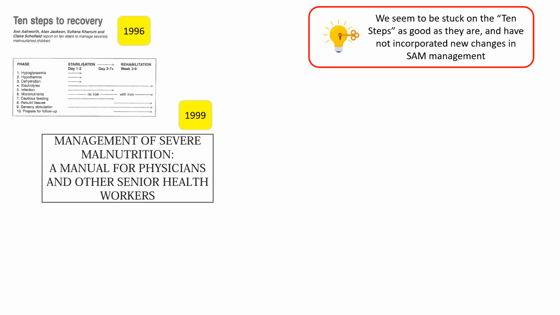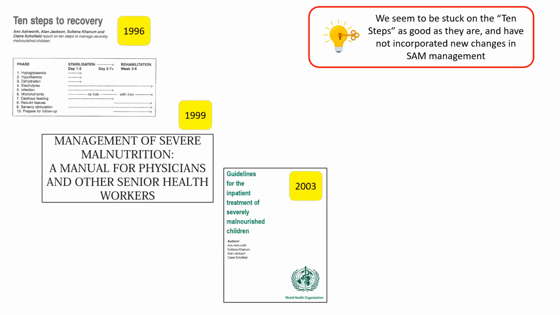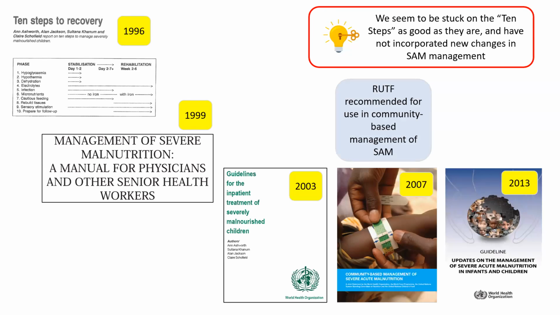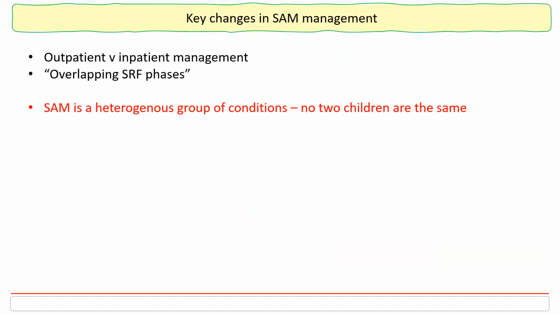So about 3 years after they had published their work, the guidelines were incorporated into WHO's 1999 guidelines, as well as the 2003 guidelines for inpatient management. In about 2007, WHO talked about the use of ready-to-use therapeutic food for community-based management of children with severe acute malnutrition. And the guidelines were then updated again in 2013 to reflect new evidence that had been accrued in the field of childhood malnutrition.